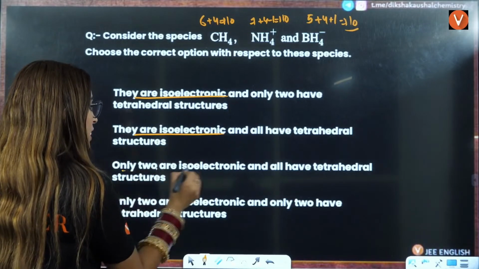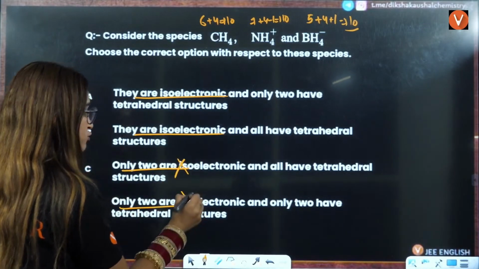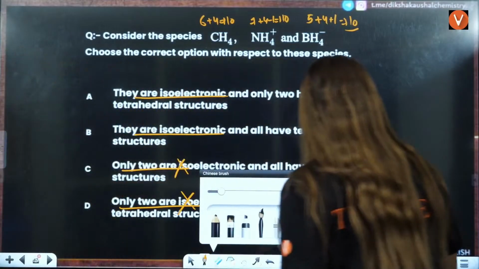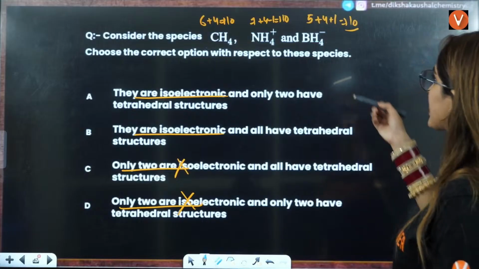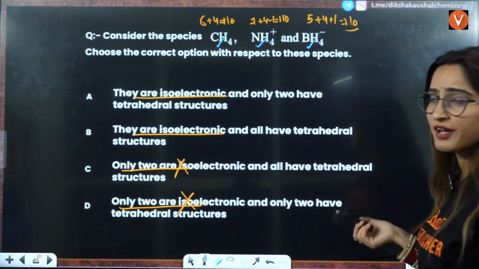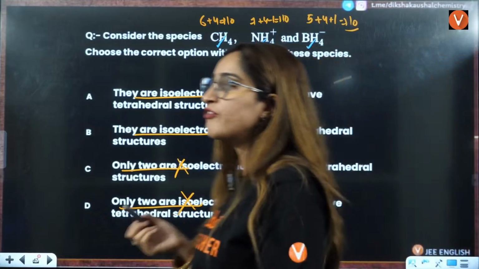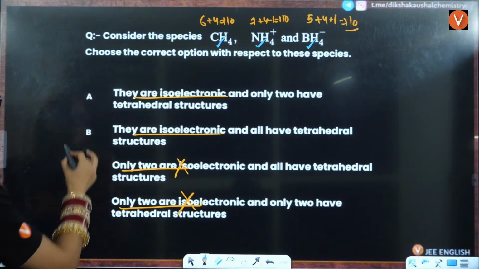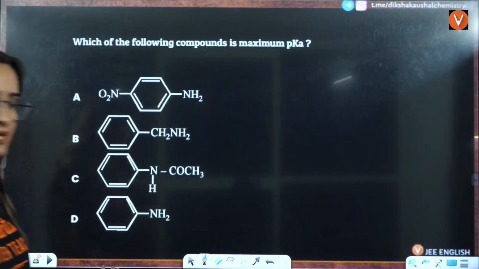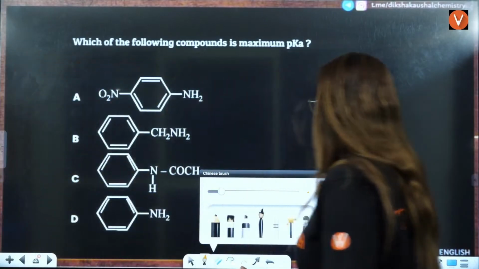So that means they are definitely isoelectronic. Now let us see if they have tetrahedral structures or not. Right? If you see, we know that this has tetrahedral, this also has tetrahedral, this also has tetrahedral structure. So yes, all of them have tetrahedral structure. So answer will be both. B is the correct answer here. Right? Okay. Next question, students.